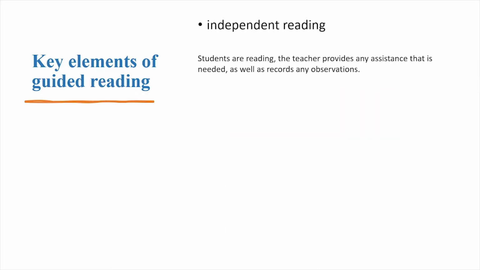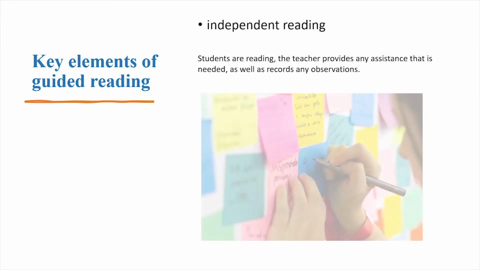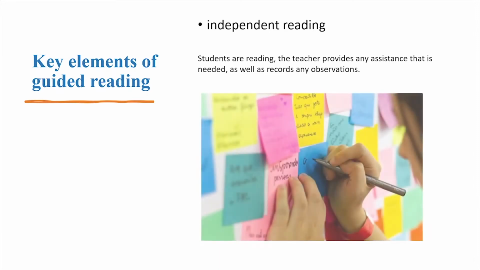Independent reading. During this time when students are reading, the teacher provides any assistance that is needed, as well as records any observations. One of the activities is sticky notes. During reading, students write down anything that they want on the sticky notes. It can be something that interests them, a word that confuses them, or a question or comment they may have, anything at all. Then share them as a group after reading the story.